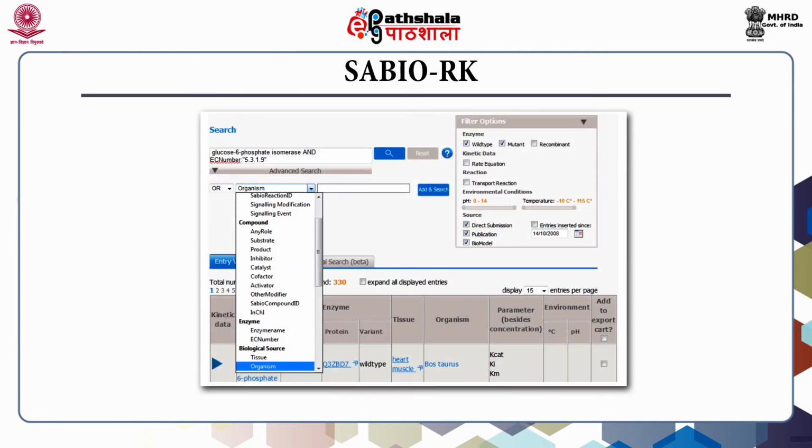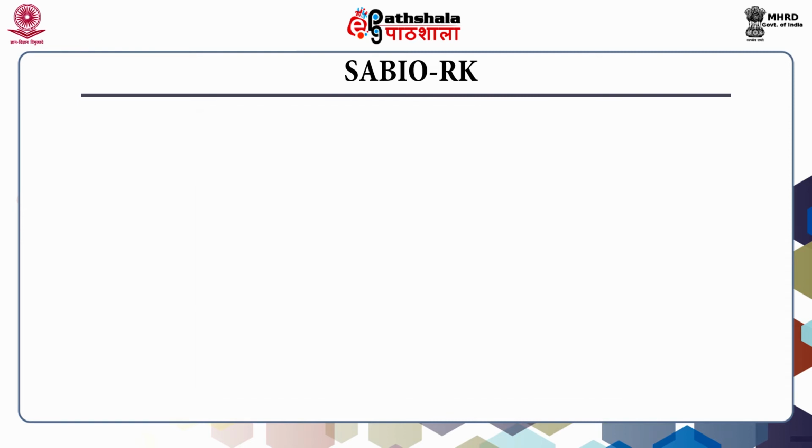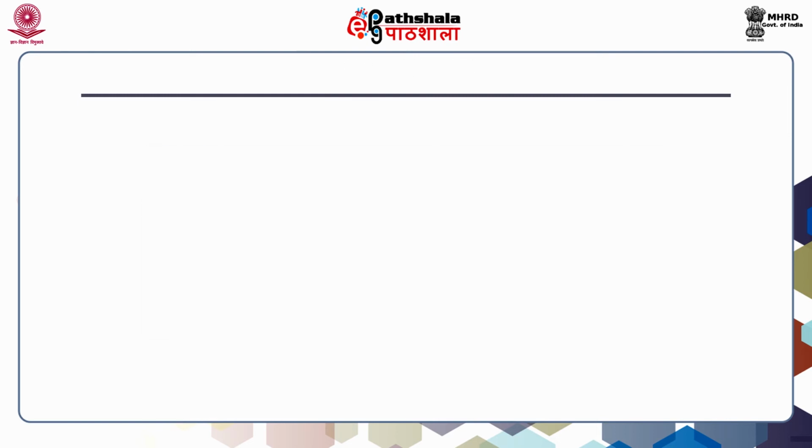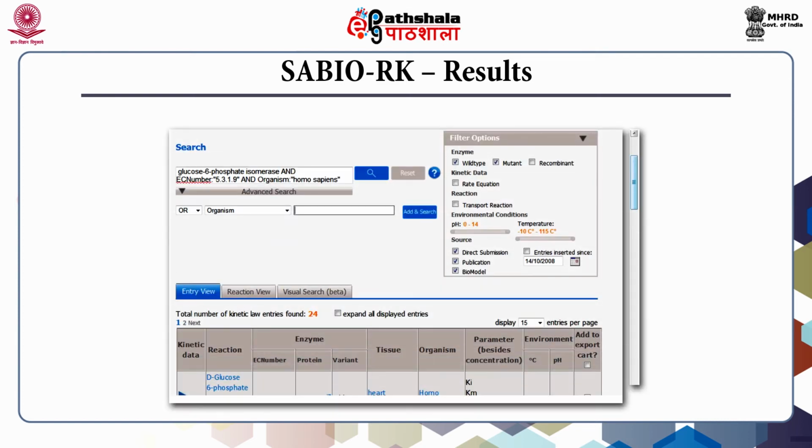In the ensuing page, select the AND operator again and open the drop down list to choose the organism field to search. In the adjacent text box, start entering Homo sapiens and click the add and search button. The following result page will display 24 entries. Scroll down to see other entries. Only one entry could be shown in this slide.